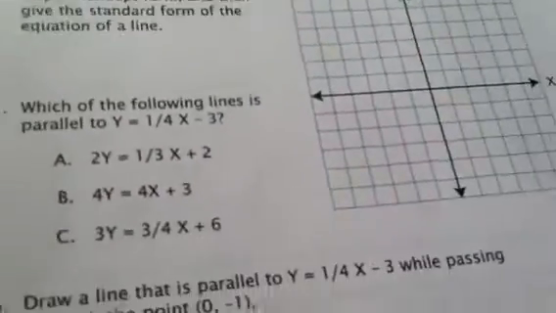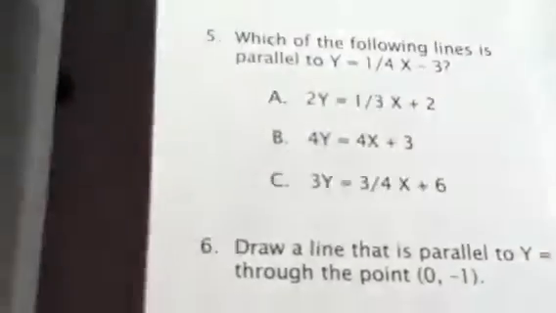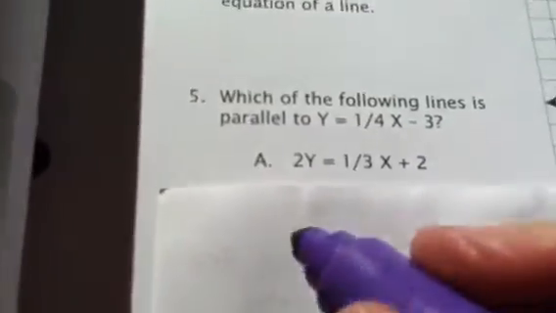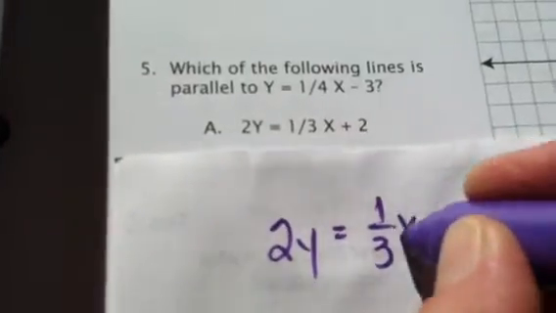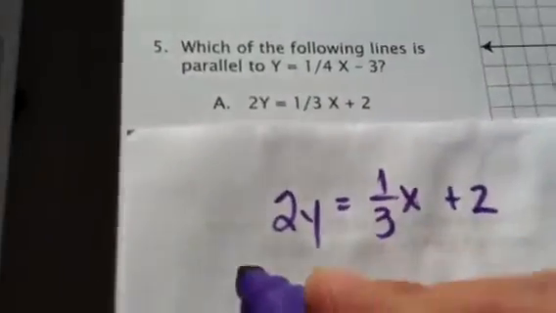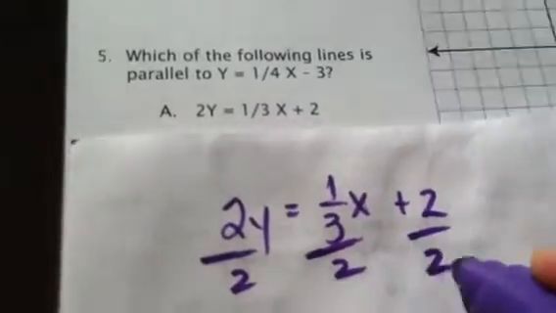I'm going to go back over here to my scrap piece of paper. Maybe I'll move my scrap right here beside this. Let's just work on this very first one right here. Okay? All right. What you're going to want to do is get the y by itself. So I'm going to divide everything by 2. That's what that means. So let me go ahead and write this down. 2y equals 1/3 x plus 2. In order to get the y by itself, I'm going to divide everything by 2.